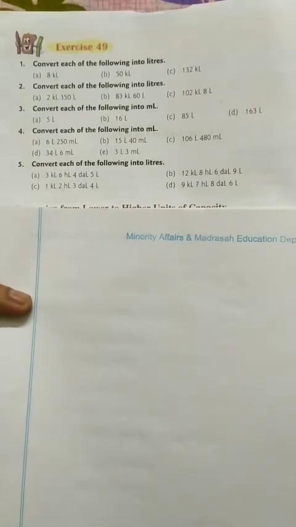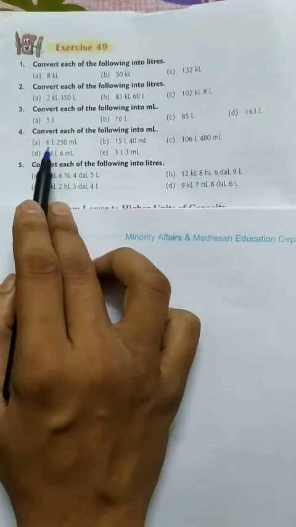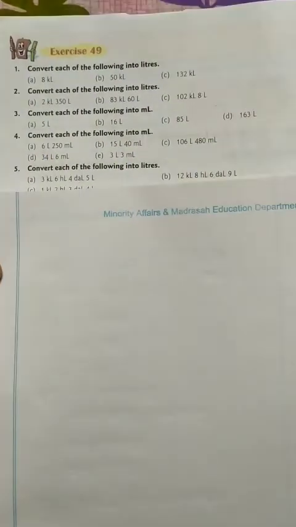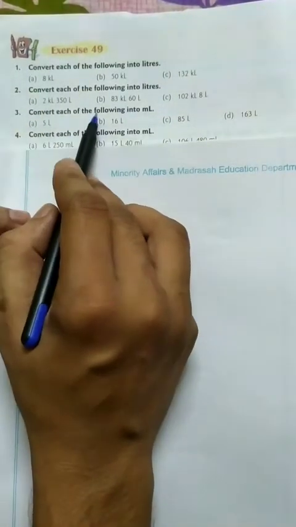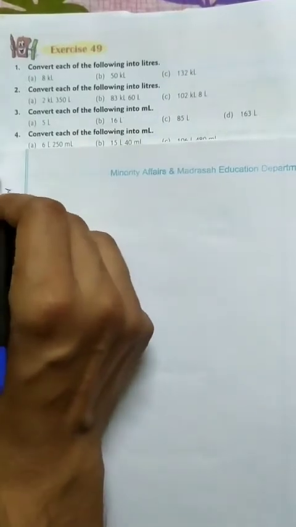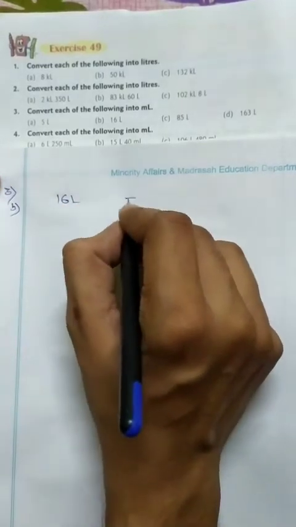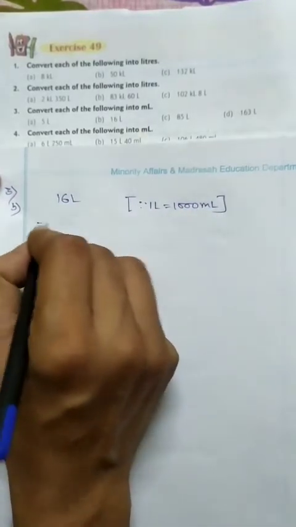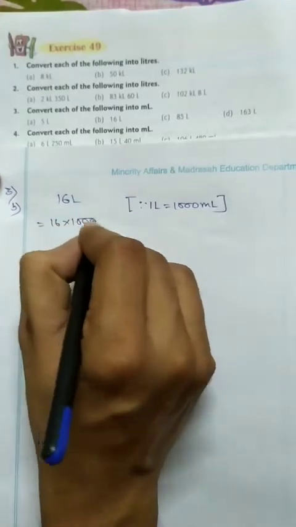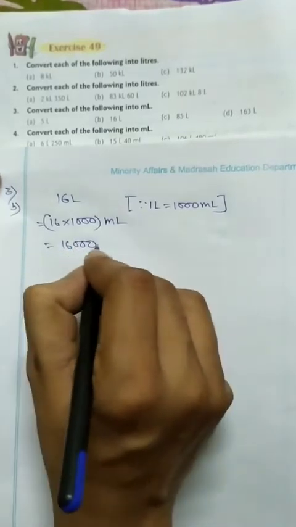Now see question number 4. Convert each of the following into milliliter. Okay. So here given liter, we convert into milliliter. Now see question number 3. Convert each of the following into milliliter. So question number 3B, we have 60 liter. Now we know 1 liter equal to 1000 milliliter. Then when we convert to milliliter, we multiply by 1000, then we have 60,000 milliliter.